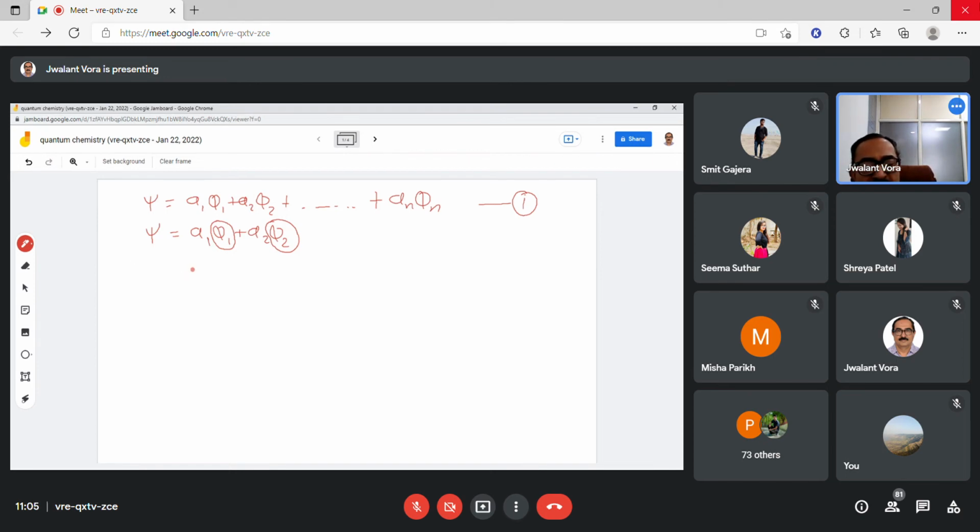Okay. હવે energy equation E અથવા E bar શું હતું? Integration psi H psi d tau divided by integration psi square d tau. આપણે આની value લખી હતી, એ હું લખી કાઢું છું. E or E bar is equal to, અને equation હતું H phi i is equal to Ei phi i.